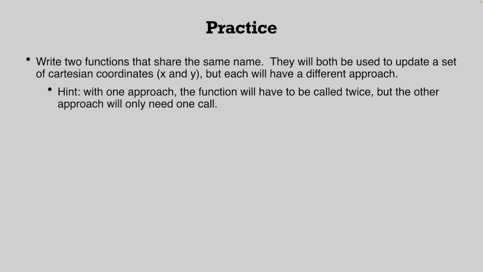So that brings us to our practice. What I want you to do is write two functions that'll share the same name, so a bit of function overloading, and they'll both be used to update a set of Cartesian coordinates, x and y, but each will have a different approach. And the hint here is that one approach will require the function to be called twice, but the other approach will only need one call.